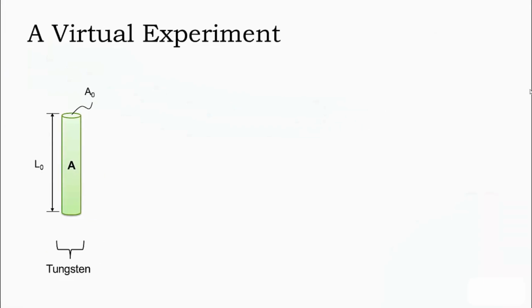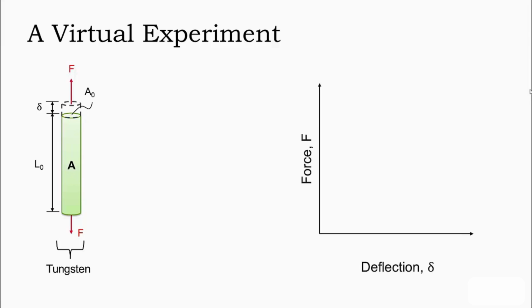Let's perform a virtual experiment. Consider the rod of tungsten shown here on the left, with initial length L0 and cross-sectional area A0. If we apply a force to this rod, we know that it's going to deflect by a given amount, which we will call delta. If we plot the force deflection behavior of this rod, it will deflect in some given way related to the material behavior.